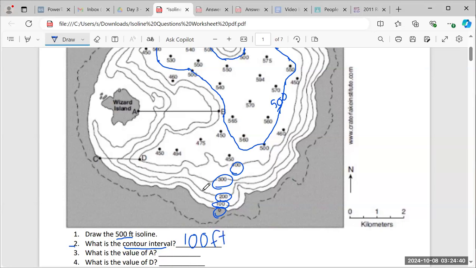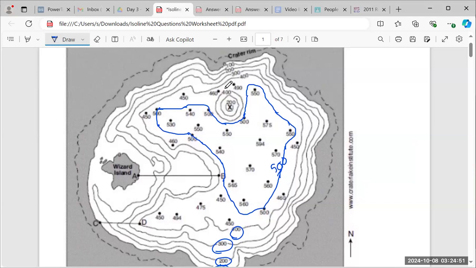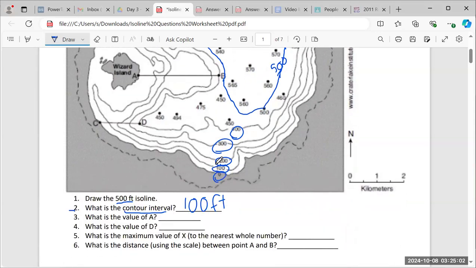The contour interval for an isoline map does not change. So every time you see isolines, it's either going to go up or down by 100. Even if you take a look here, right? You see 400s here. This next line would have been 300. This next line inside represents 200. All right, so that's something to keep in mind.